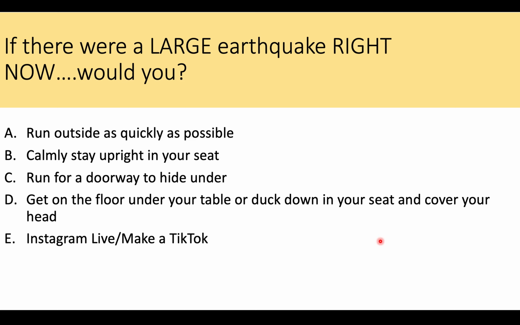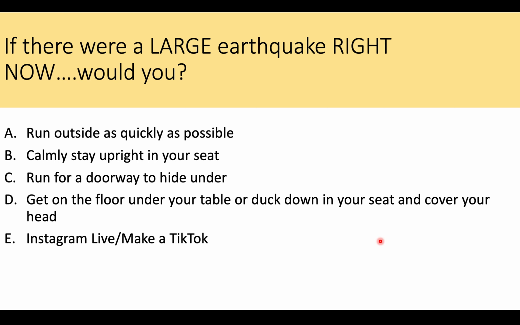So a question for you all: if there was a very large earthquake right now, we are in a high probability earthquake zone, what would you do? A, run outside as quickly as possible. B, calmly stay upright in your seat. C, run for a doorway to hide under. D, get on the floor under your table or duck down in your seat and cover your head. Or E, Instagram Live or make a TikTok.